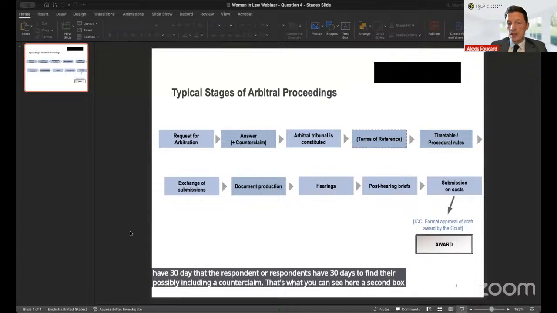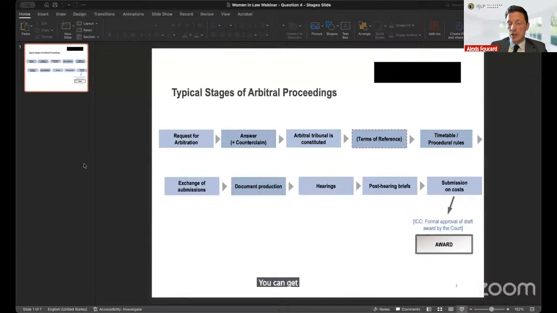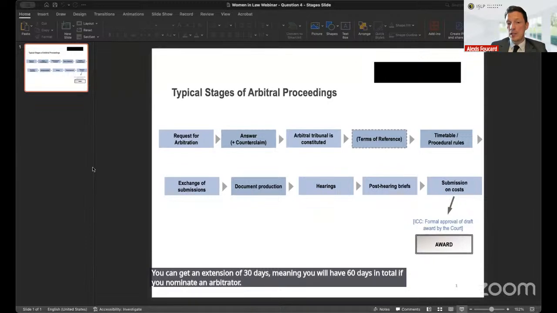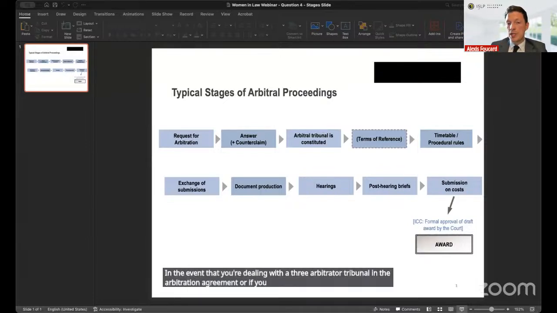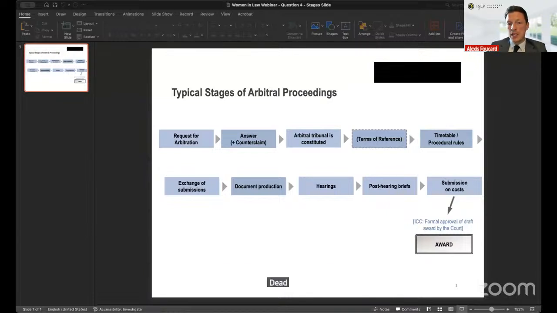You can get an extension of 30 days, meaning you will have 60 days in total, if you nominate an arbitrator, in the event that you're dealing with a three-arbitrator tribunal in the arbitration agreement, or if you take steps towards the nomination of the tribunal. So that's a first tip to have in mind. You don't have to comply with a 30-day deadline in the ICC rules if you make a move towards arbitral tribunal constitution.